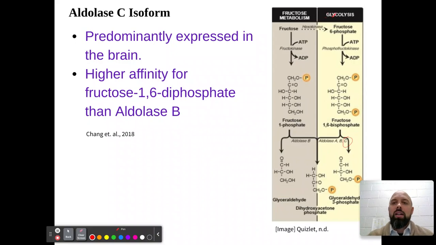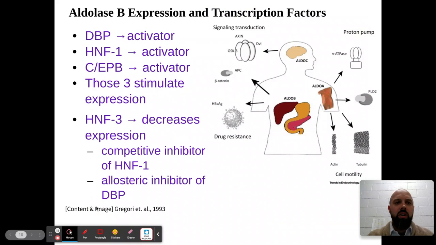So it's involved with glycolysis. As I mentioned, predominantly expressed in the brain. It also has a higher affinity for fructose 1,6-bisphosphate than aldolase B does. So similar to aldolase A in that manner, but different in where it's expressed. This is mostly in the brain, as I mentioned. All right. So that culminates our look at the three different aldolases.